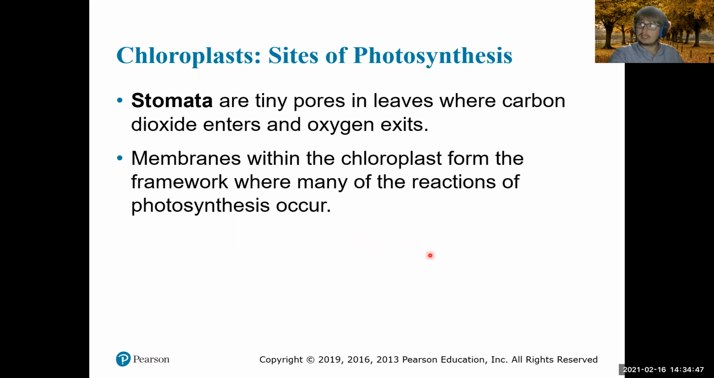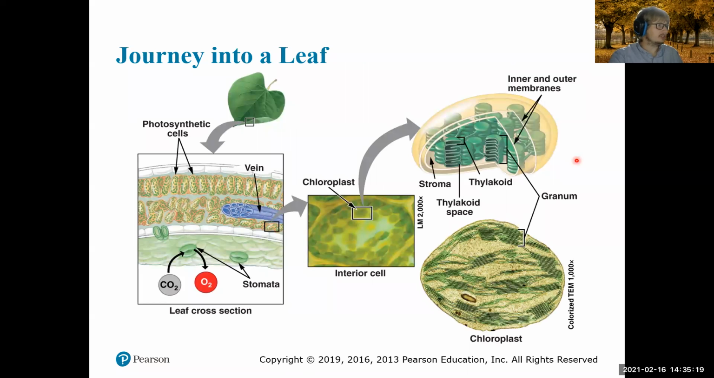Well, how do you get carbon dioxide into the plant so that it can convert that carbon dioxide into glucose? Well, the leaves have what's called stomata. These are basically tiny pores where carbon dioxide will go into the leaf and oxygen will exit the leaf. And the membranes on the chloroplasts is where the photosynthesis actually happens. So you have the chloroplasts in the leaves themselves.